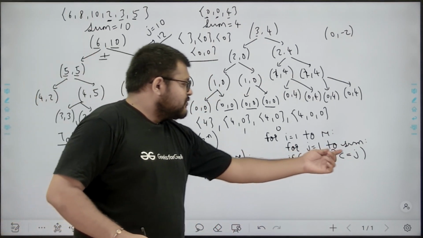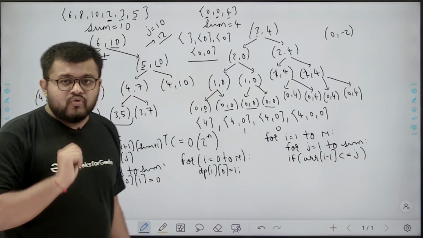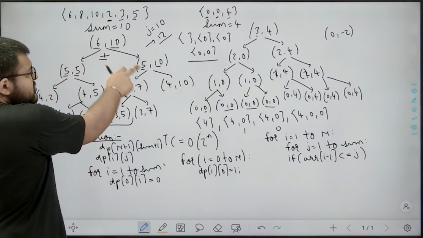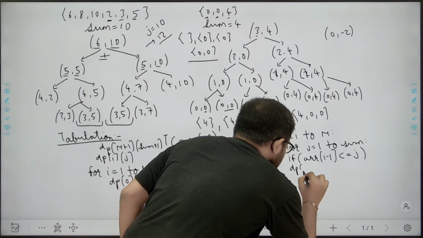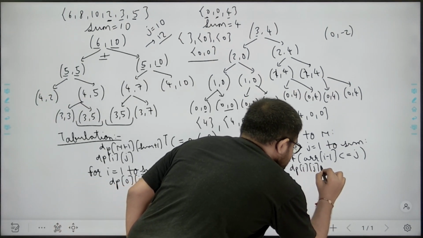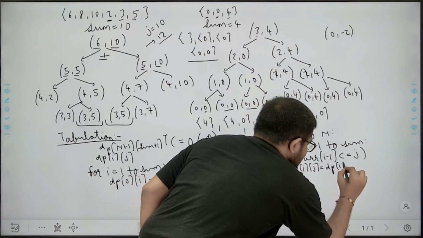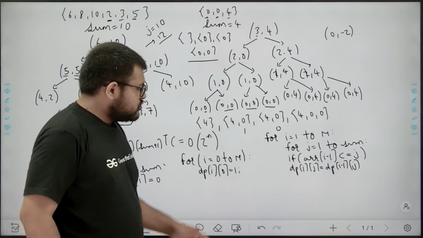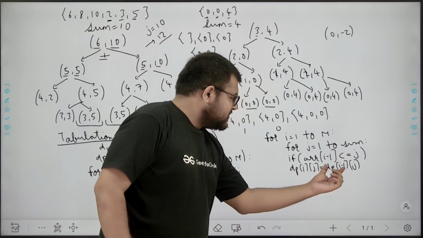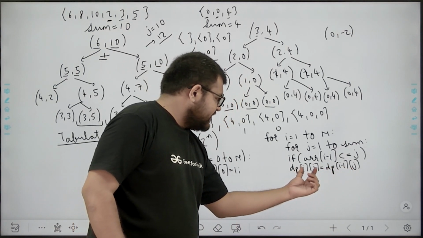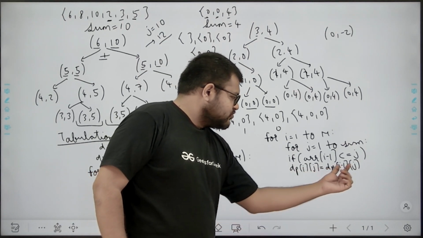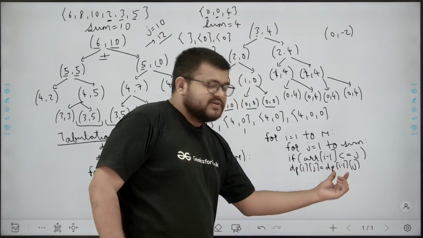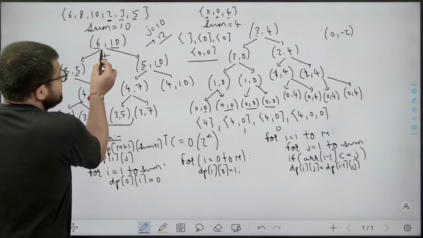So if its value is less than or equal to j, I have two choices, either to consider it or not to consider it. So I can say dp of i, j is equal to dp of i minus 1, j. This denotes that the number of subsets to reach sum j using the first i elements is equal to the number of subsets to reach sum j using the first i minus 1 elements, that is this part.